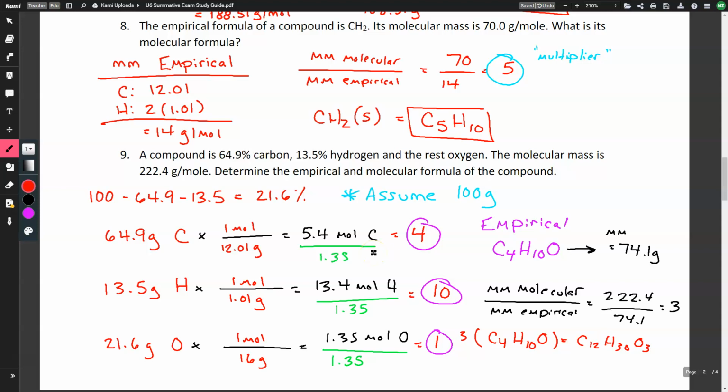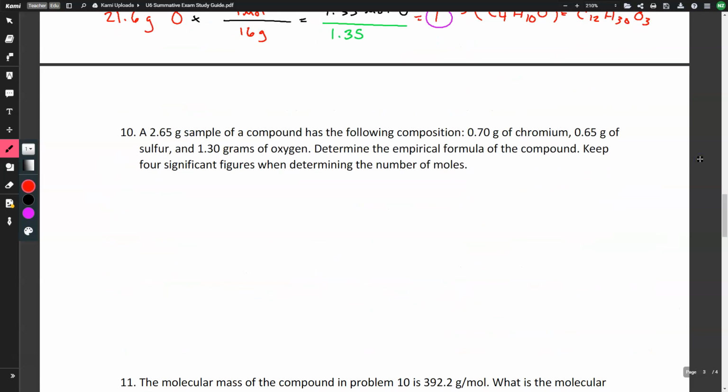All right, moving right along. Wow, this is so much fun. Okay. All right, number 10.